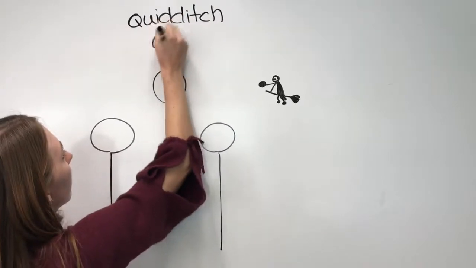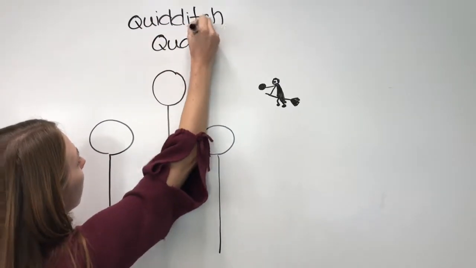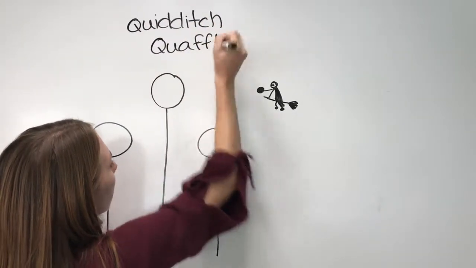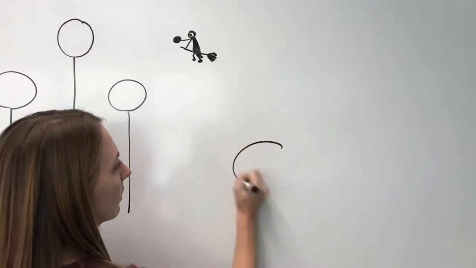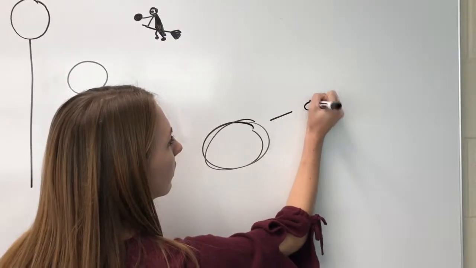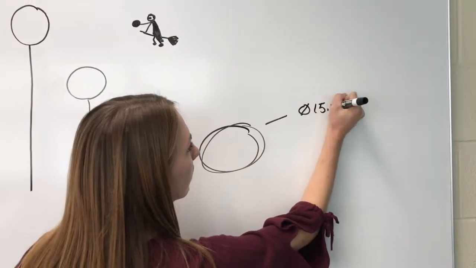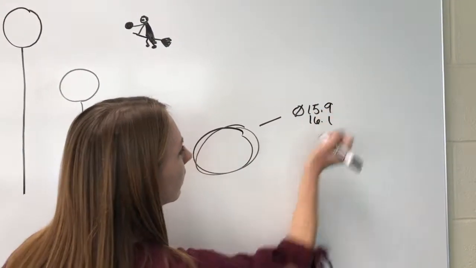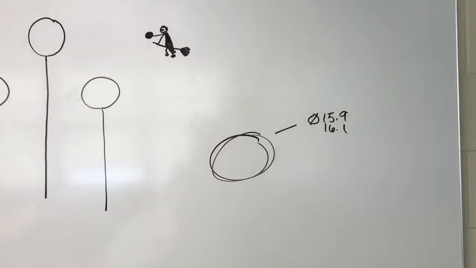For instance, if Slytherin casts a spell on the quaffle so that the diameter can't be less than 15.9 inches, but the diameter of the scoring hoop is 16.1 inches, so the diameter of the quaffle has to be between 15.9 and 16.1 inches, making these the upper and lower limits.